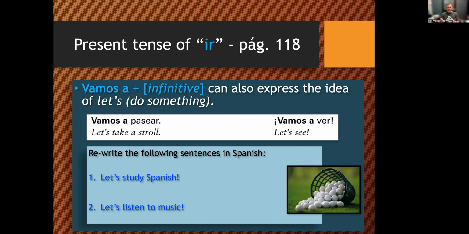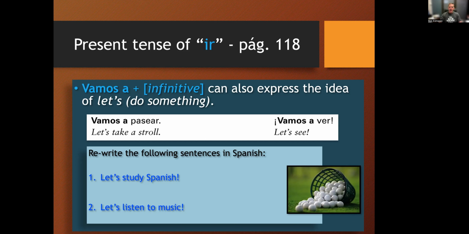Vamos plus the infinitive can be used to express the idea of let's go do something. So I'm actually going to put a link here in Moodle to a famous song from the 80s that none of you were alive for, but it's a catchy little tune. So vamos a pasear, let's take a stroll. If you put the upside down ¿cómo se llama? The exclamation points before and after, then it gives it more emphasis. It's just adding emphasis to the thing.